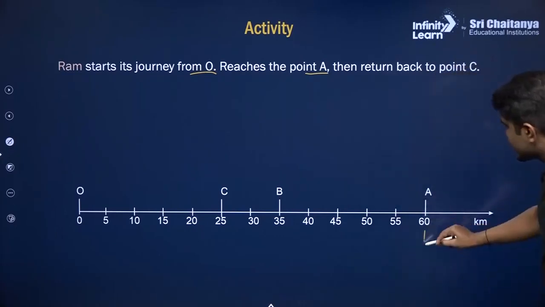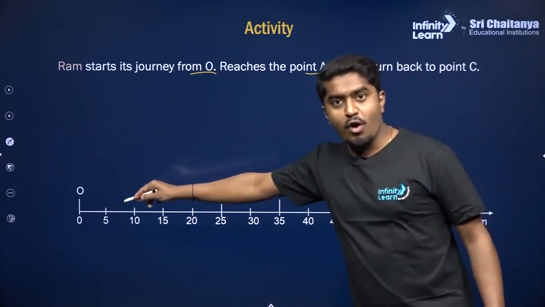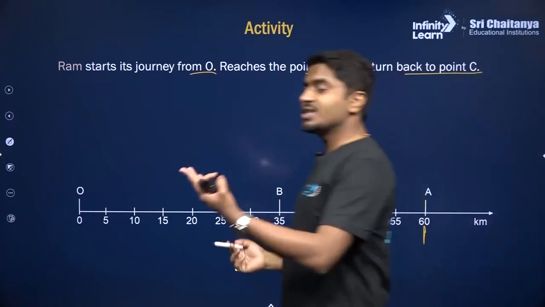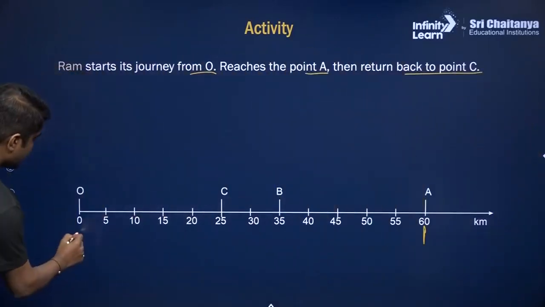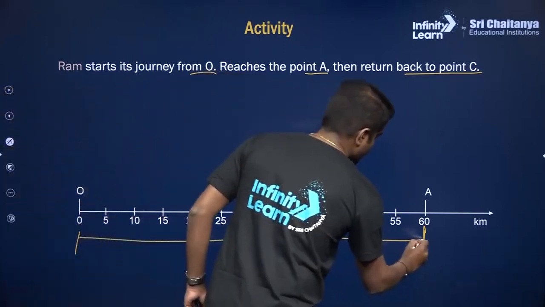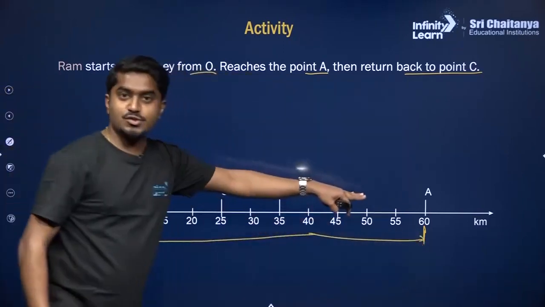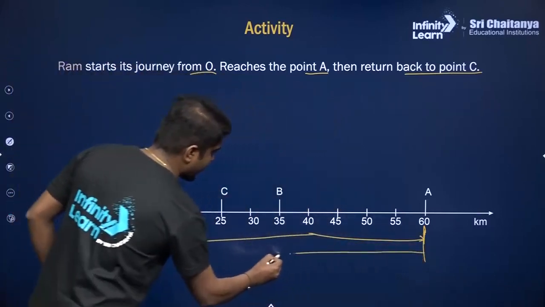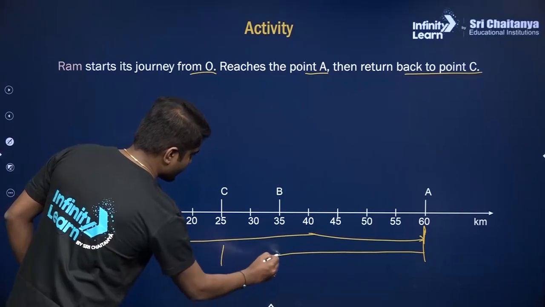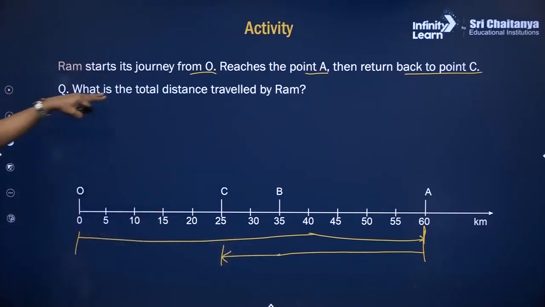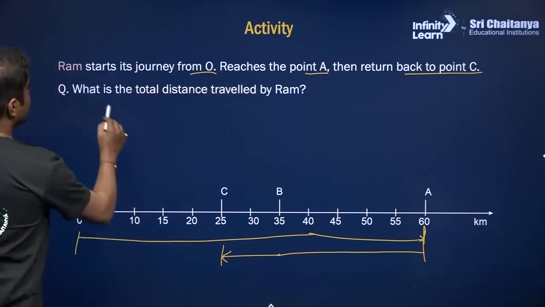He starts from O and reaches A, then returns back to C. Let's just draw it. For example, he starts the journey at this point, moves along this straight line, reaches A, then comes back to point C. There is a point C here. Now, what is the total distance traveled?